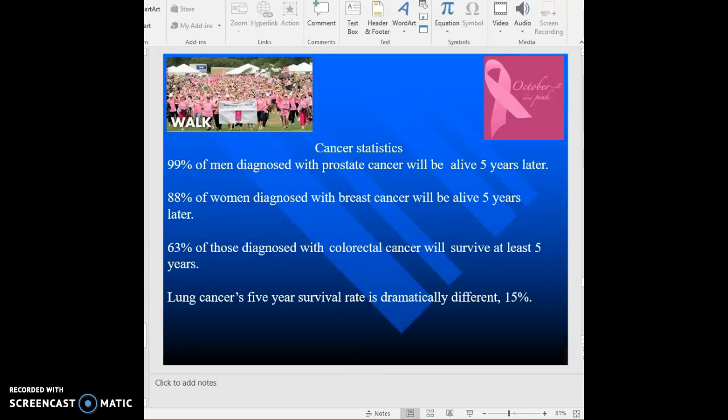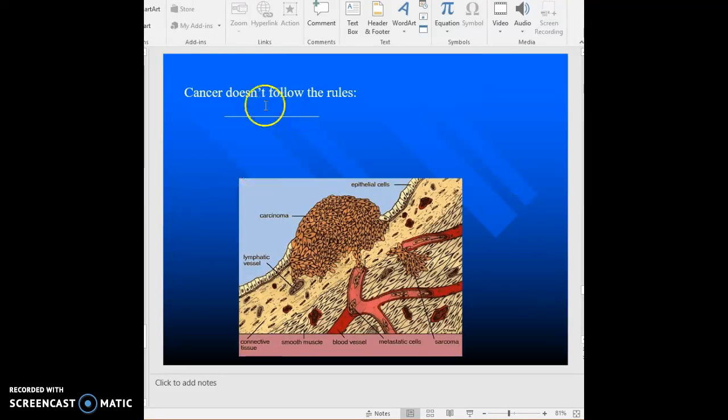Okay, so here's some statistics though. This is why during October you see a lot of people sporting pink, especially football players, athletes, women, etc. Cancer Awareness Month, Breast Cancer Awareness Month. So statistically, 99% of men diagnosed with prostate, you're alive 5 years later. Breast cancer, 88% are alive 5 years later. Colorectal drops to 63%. Lung, unfortunately, drops way down to 15. Difficult to treat. That's the problem. When we look at different types of cancers, it's difficult to deal with.